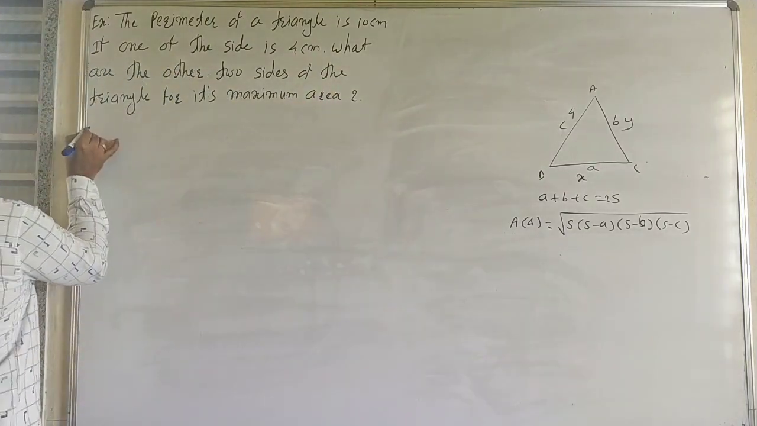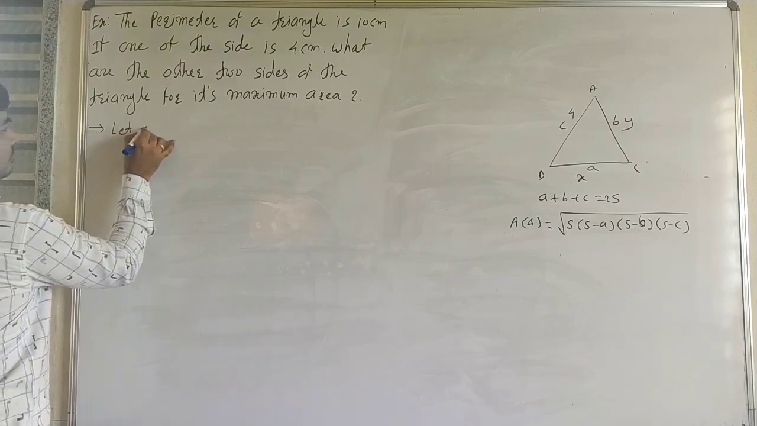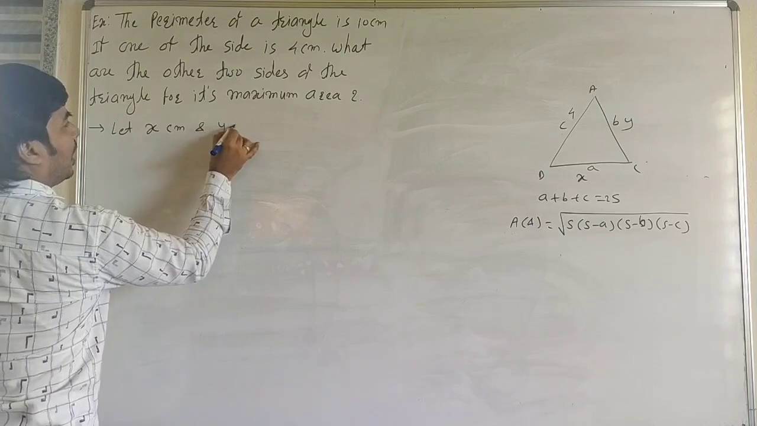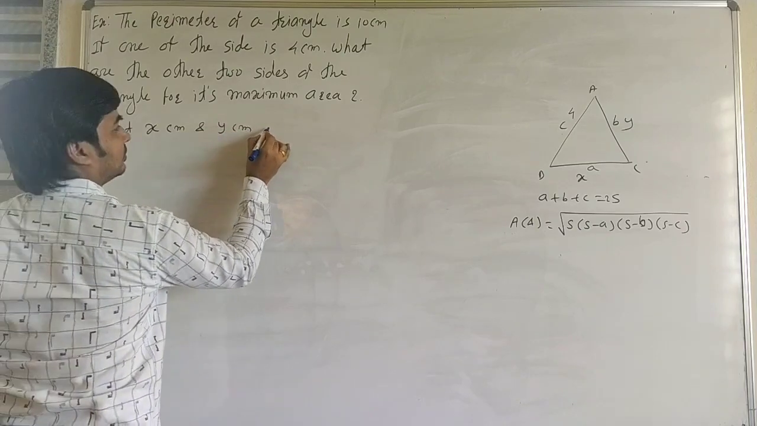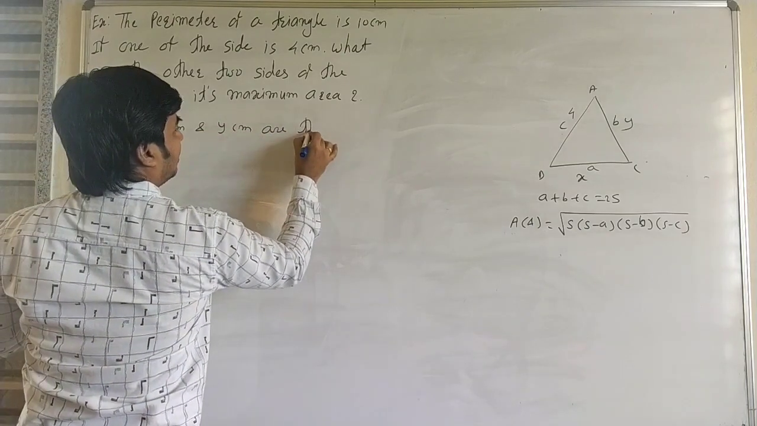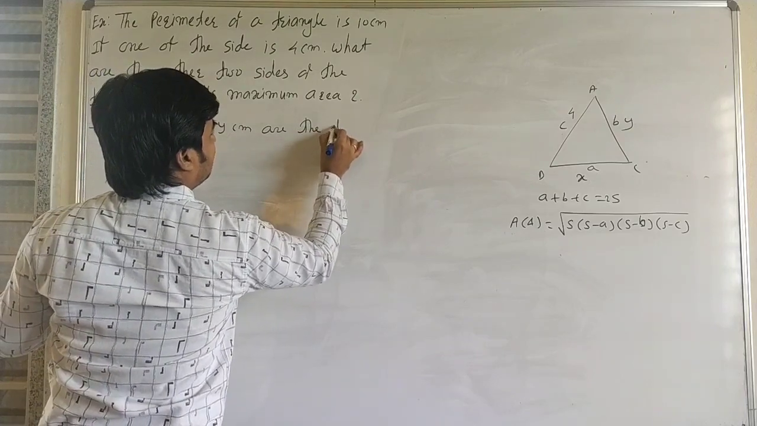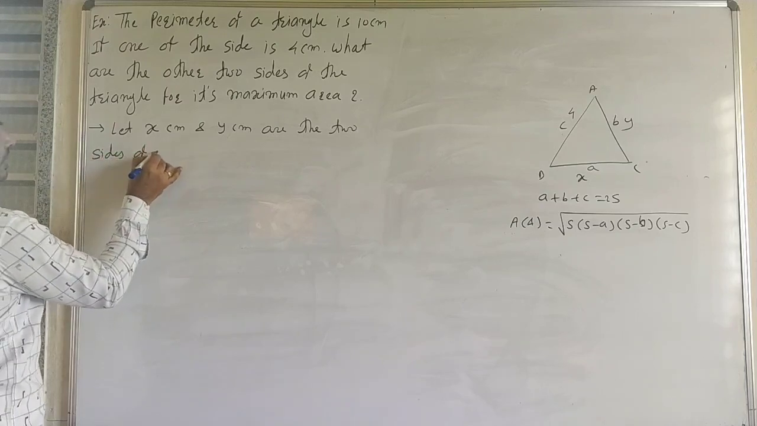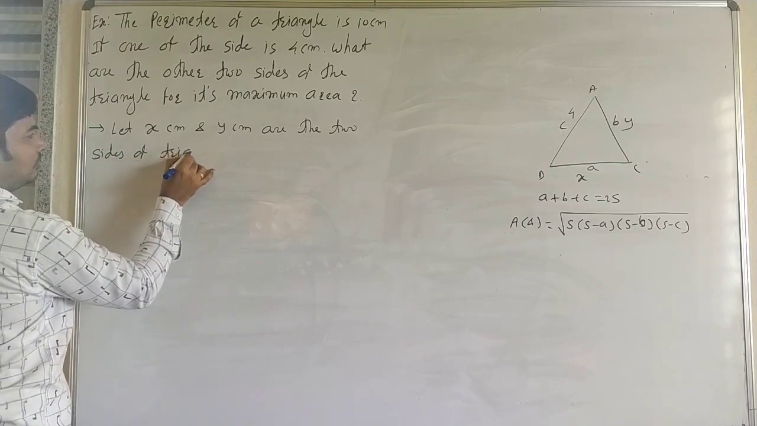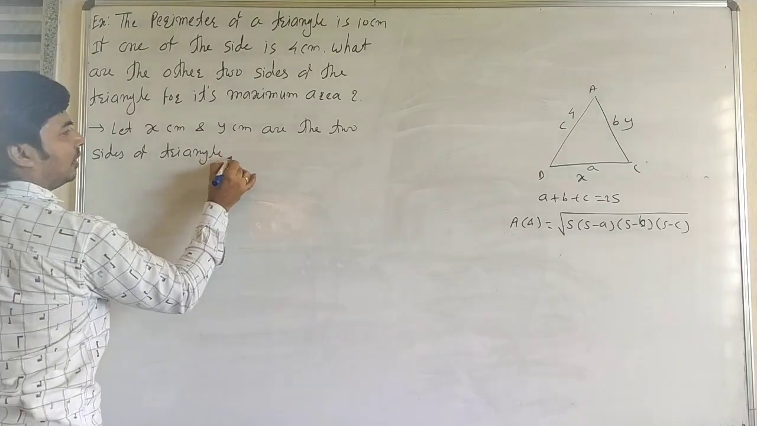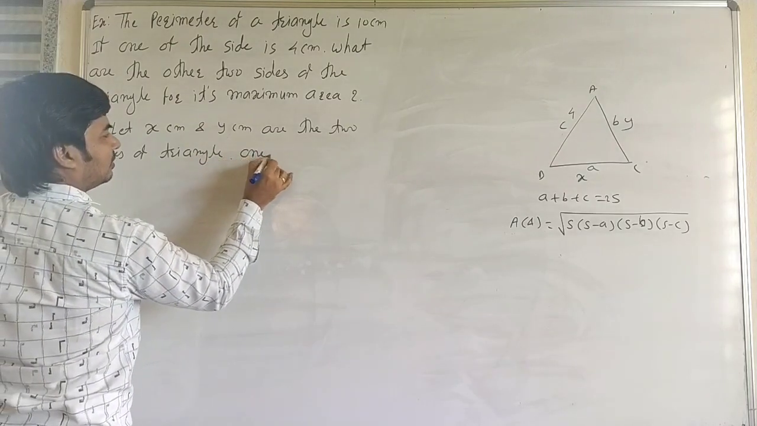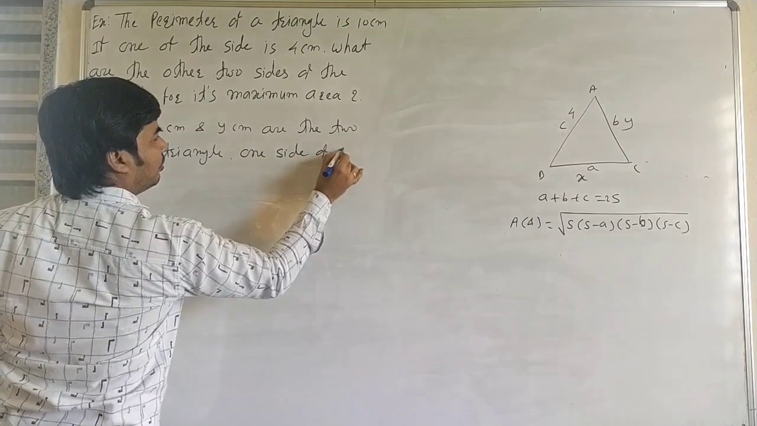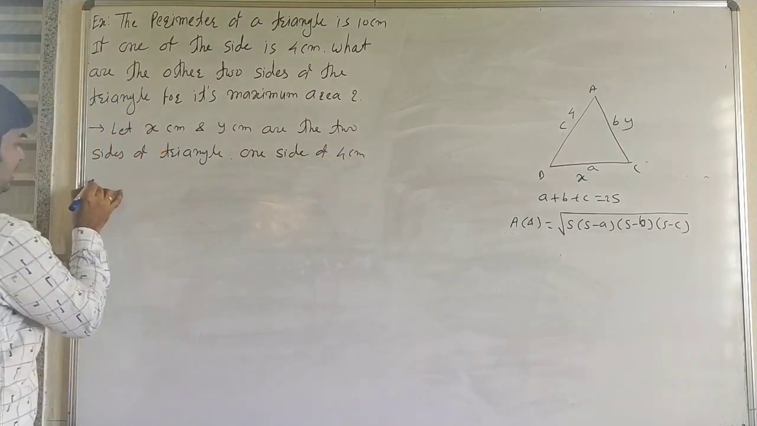Okay, now let x centimeter and y centimeter are the two sides of the triangle, and one side of 4 centimeter is given.